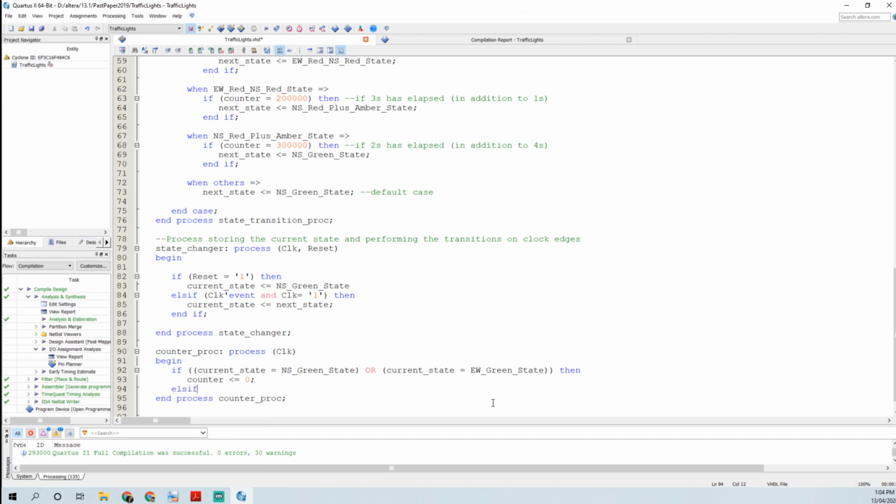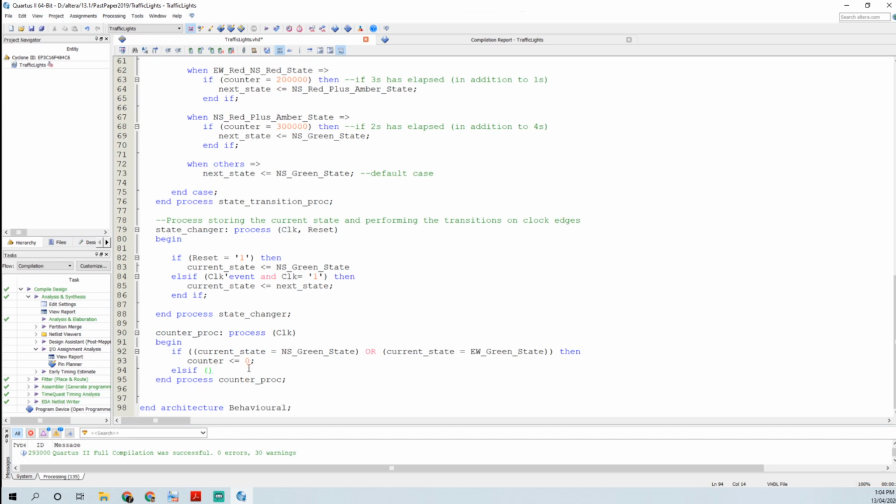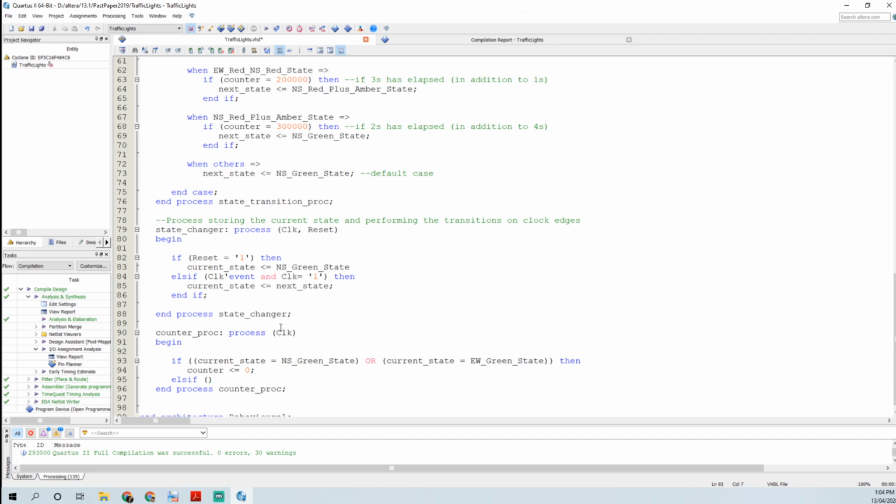Else if, and here now, we're going to take care of a bunch of state transitions. All right, just one thing to note, which I left out. We kind of want to encapsulate this to take care on every rising edge of the clock.